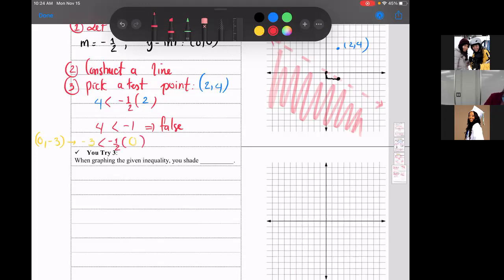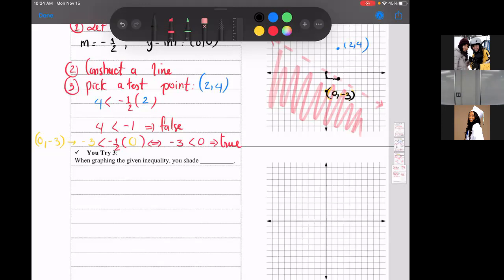Is -3 less than 0? Yes, true or false? Yes, this is true. And where is 0, -3? Right here, right? Sorry, you cannot see it much, but that's the point, 0, -3. So you say opposite? No, it's true. 0, -3 is true. So if it's true, you shade the same region that you picked the point in.